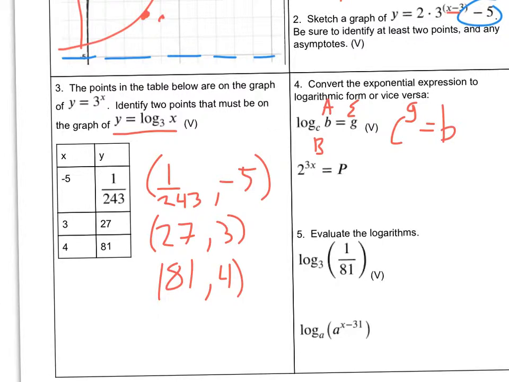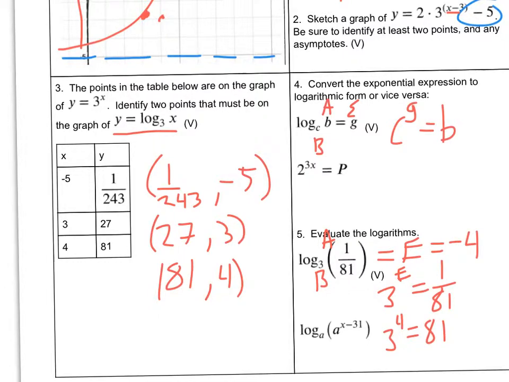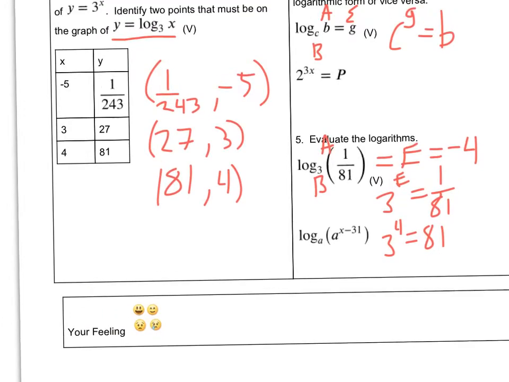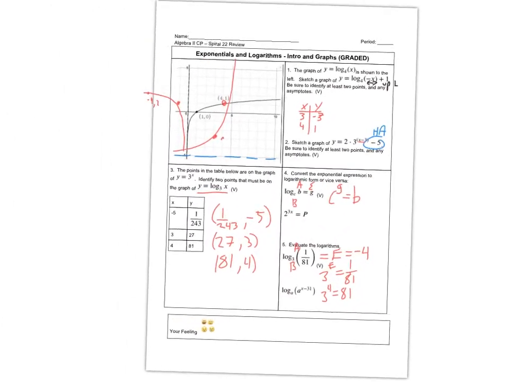For number 5, we have a trick. We set this equal to e for exponent. And same thing we just did. So b, a, e. 3 to the e is equal to 1 over 81. Since 3 to the 4 is 81, 3 to the negative 4 would be 1 over 81. And that's it on this page.